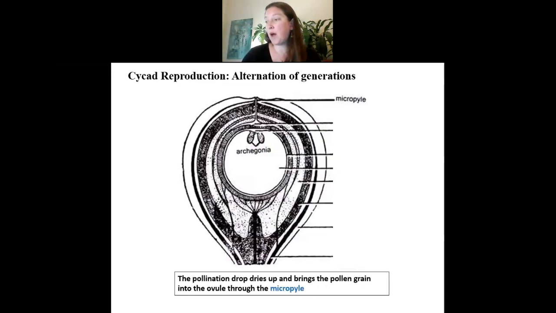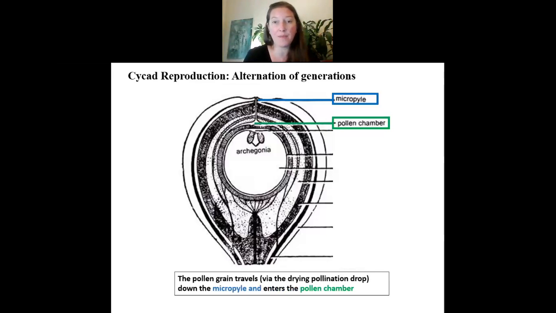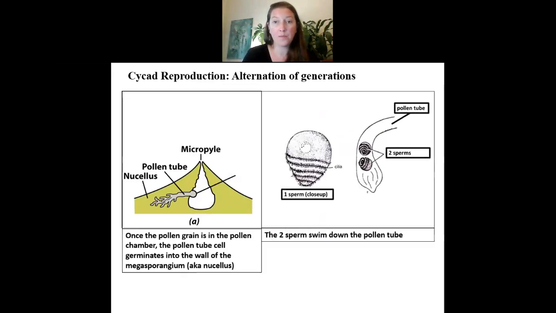Eventually, the pollination drop is going to dry up and go into the ovule via the micropyle. A micropyle is the opening of the ovule. And so the pollination drop, which was poking out of the micropyle, is going to dry back up into the ovule. When that happens, it brings the pollen into the ovule. You don't need to know this other term, but micropyle will be good to know. Just know that the pollination drop dries up and brings the pollen grains into the ovule, first into one area.